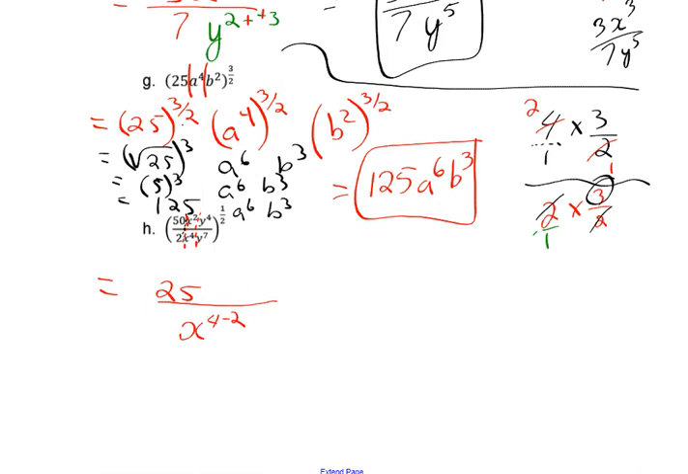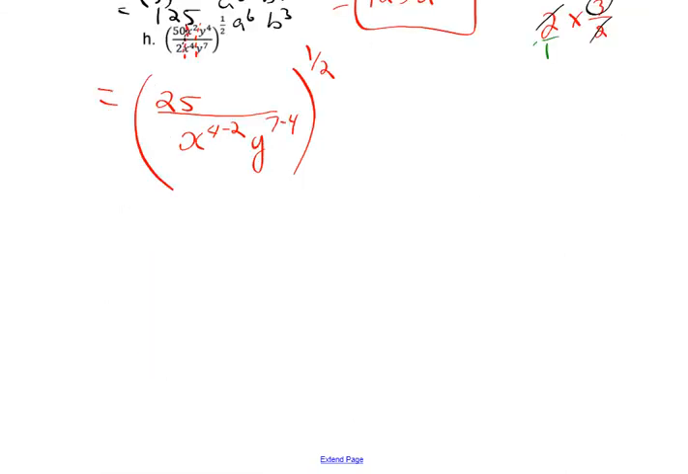The y, do I take the y up or down? Down. It's going to keep it positive. Y to the 7 minus 4. Brackets to the 1/2. From there, 25 over x to the 4 minus 2, y to the 7 minus 4, all to the 1/2.